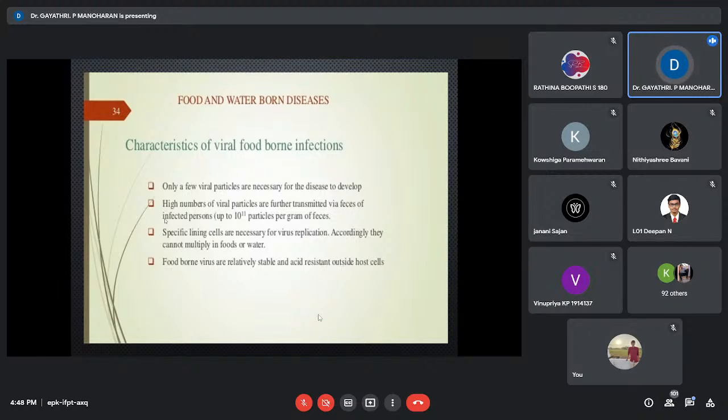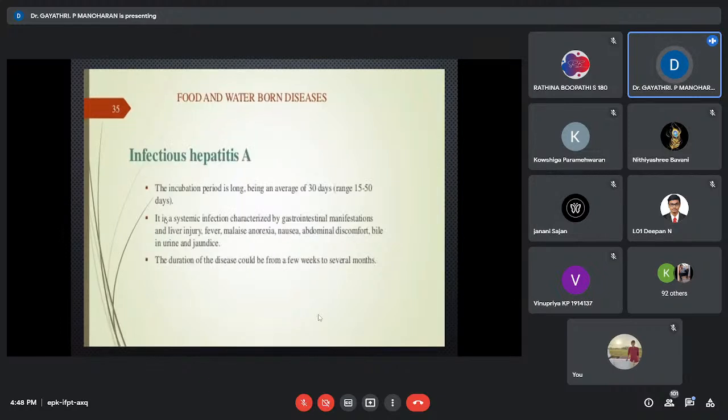அதே மாதிரி என்னன்னு பார்த்தீங்கன்னா they can't be able to live further. ஒரு 2 days நம்ம இருந்ததுன்னா அது செத்து போயிடும், அதுக்கு மேலாம் அது இருக்காது. ஓகே. Foodborne viruses are relatively stable and acid resistant outside host cell. They can resist acid. ஆசிட்லாம் போட்டு வாஷ் பண்ணாலாம் ஒன்னும் ஆகாது, வைரஸ் செத்து போகாதுன்னு சொல்றாங்க.